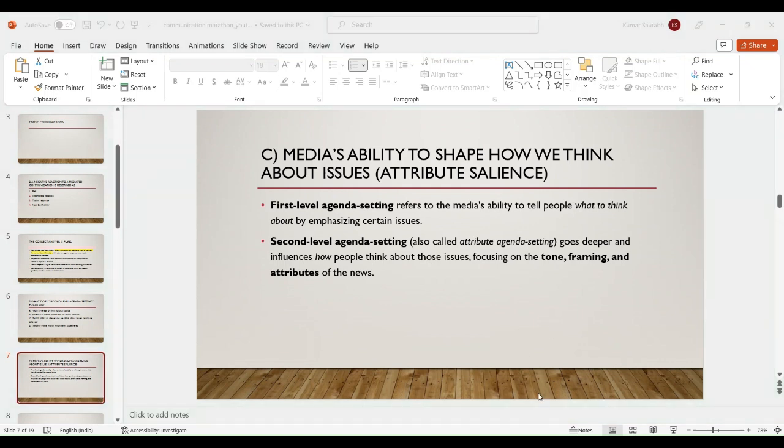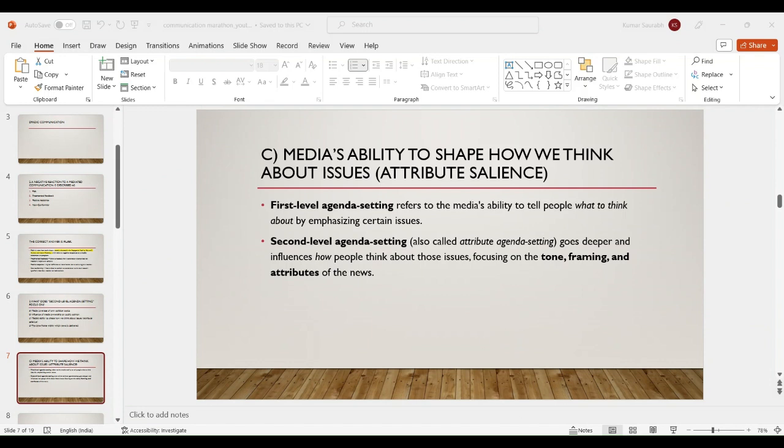As you can see, the correct answer is media's ability to shape how we think about an issue. Now the first level setting is about telling people what to think about, emphasizing certain issues. And the second level is what we call attribute agenda setting, which goes deeper and influences how people think about issues, focusing on tone, framing, and attributes of the news.